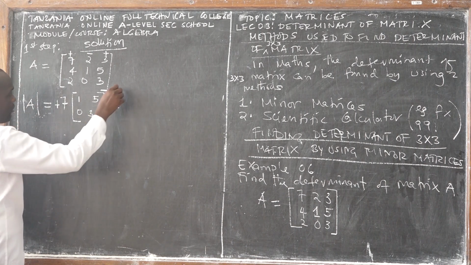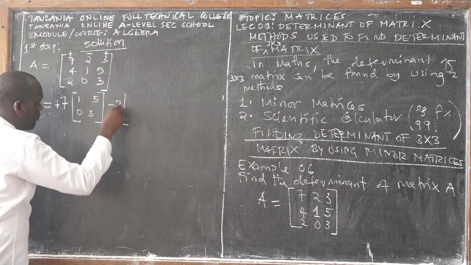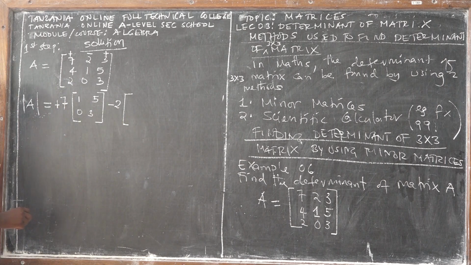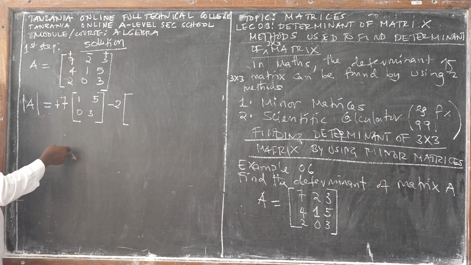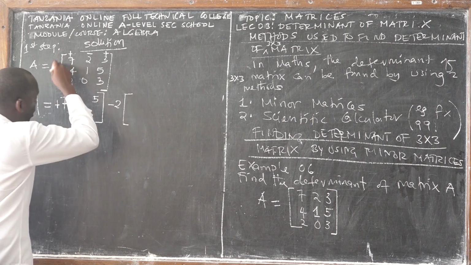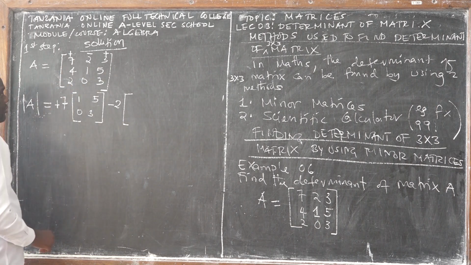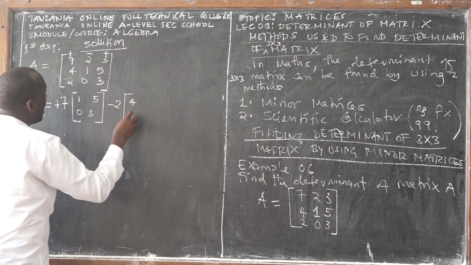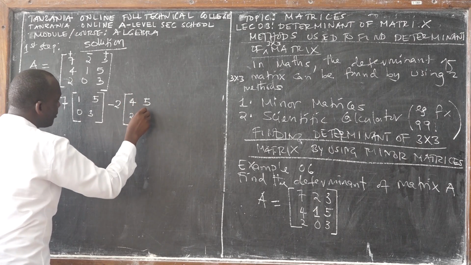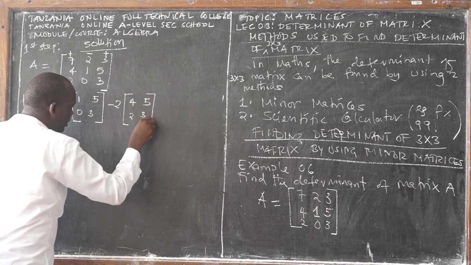Okay? Then you are going to formulate the second minor matrix. We just need 3 minor matrices. How are you going to formulate it? We have to delete the first row and second column. So if we delete the first row and second column, what are the elements that we remain with? 4, 2, 3. So here it is.